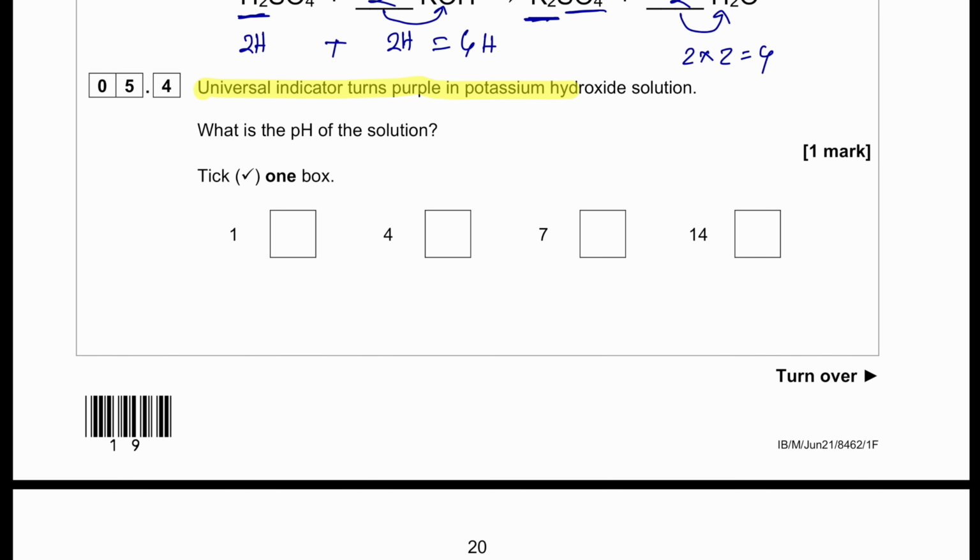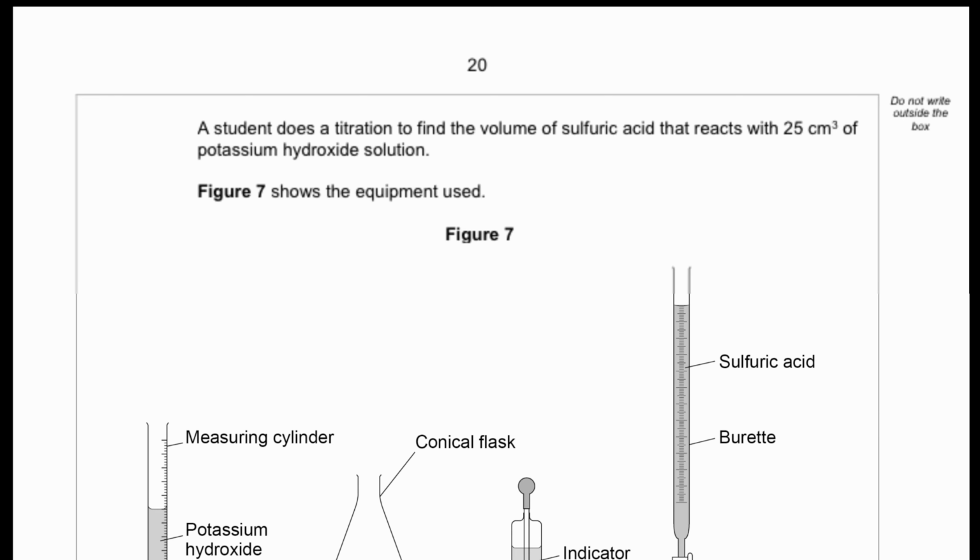Universal indicator turns purple in potassium hydroxide solution. What is the pH of the solution? So potassium hydroxide is alkaline, so the pH cannot be 1, 4 or 7. 7 is neutral, it will be 14.